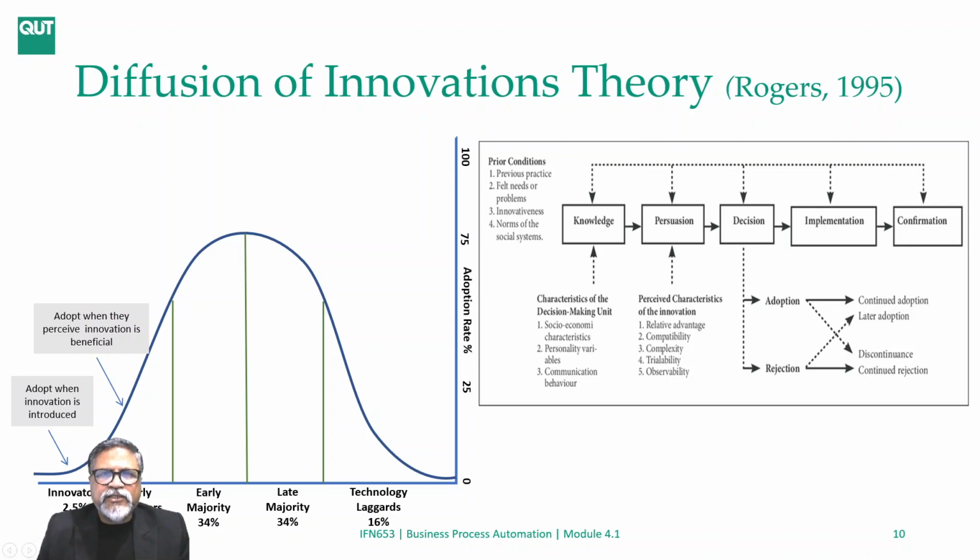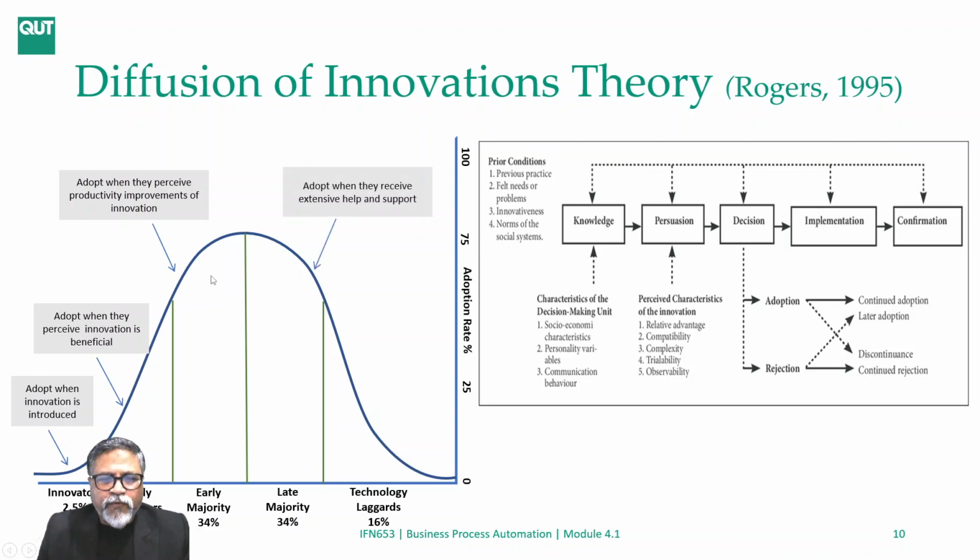The second category of adopters are the ones who adopt when they perceive information is beneficial to them. The third category, which is the large one, is 34%, in normally distributed data. They adopt when they perceive productivity improvements of innovation. When they see outcomes, they start to adopt. The fourth category is late majority. They will adopt when they receive extensive help and support. And finally, the technology laggards are the ones who adopt when they are forced to or have to choose a particular technology.